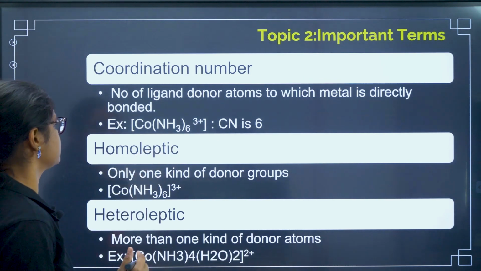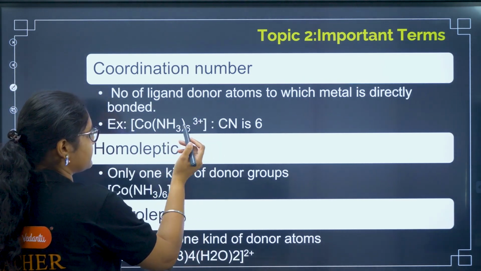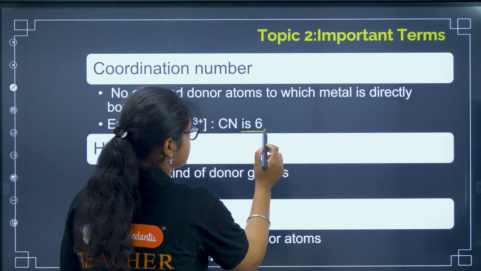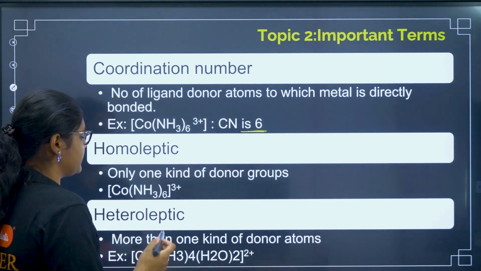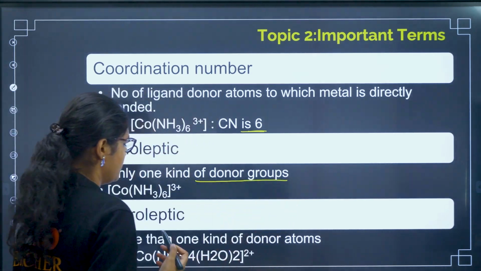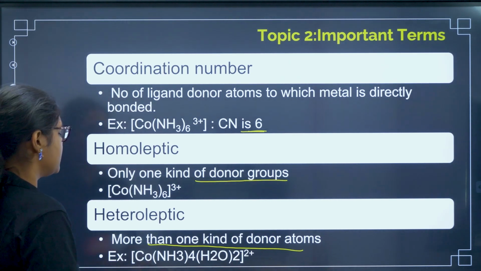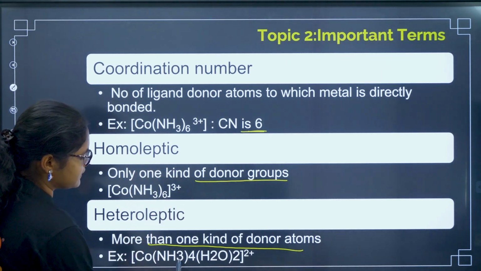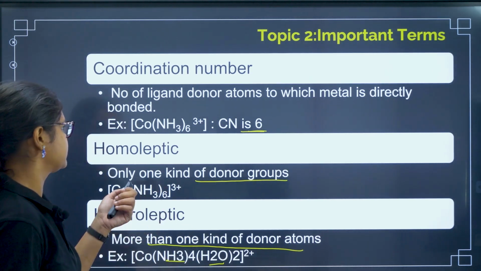Here some important terms are there, coordination number. You have to just see, for example, the number of ligands a metal atom is bonded to, that is called the coordination number. For example, here it is 6. Then we have homoleptic and heteroleptic. What is the meaning? Homoleptic should have one kind of donor groups, and heteroleptic can have more than one kind of donor groups. Here you can see all the ligands are NH3, so it is homoleptic, and here you can see there is NH3 also and water also, so it is a heteroleptic complex.